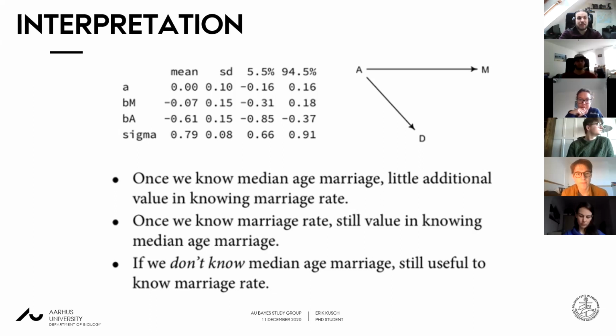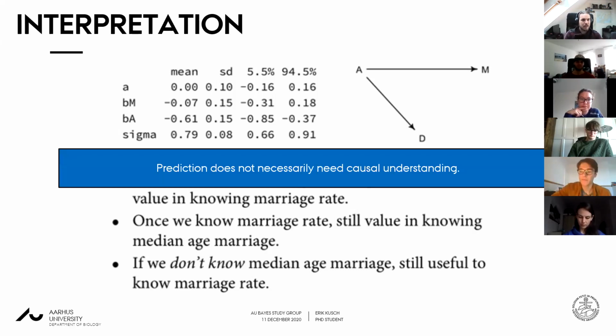So that is not to say that rate of marriage is useless, because even if we don't know our median age of marriage, it's still useful to know the marriage rate, because it can still help us predict divorce rate, even though we know in our heart of hearts that really this is an indirect effect and we're kind of neglecting the real driver.